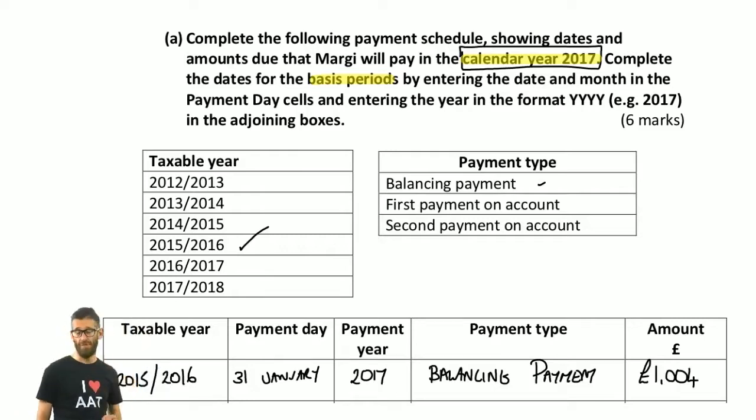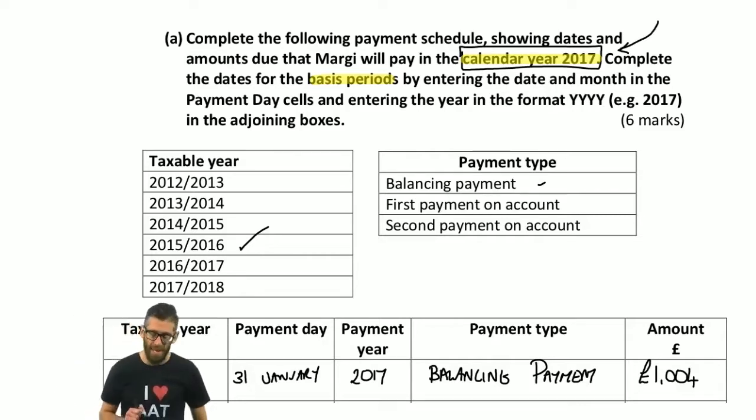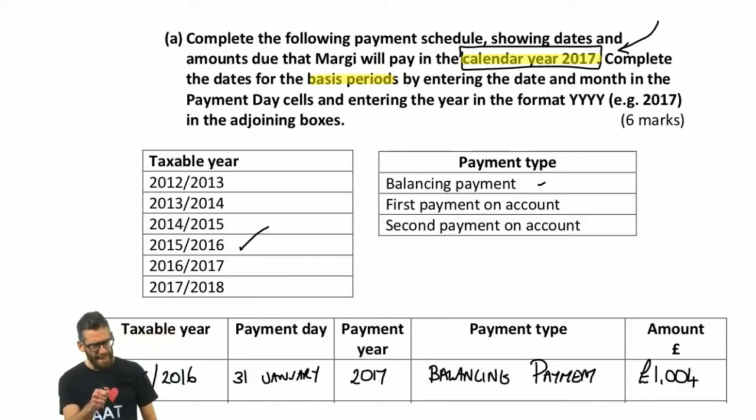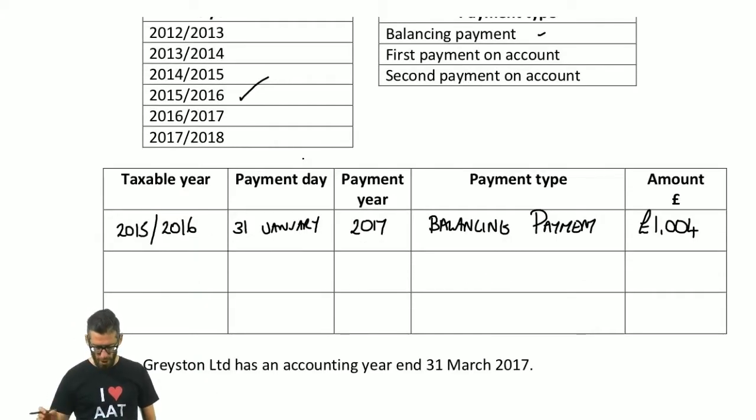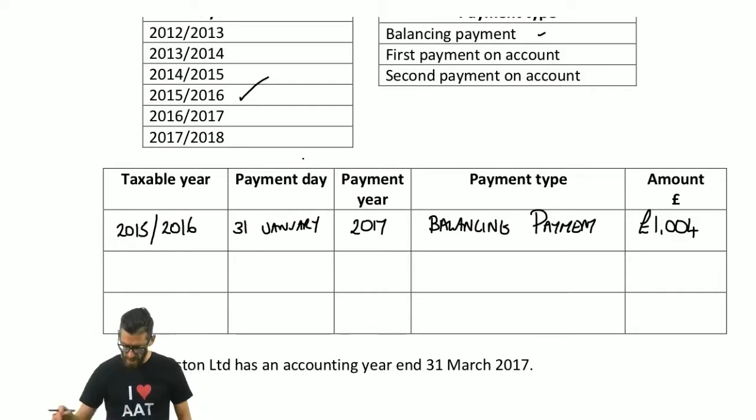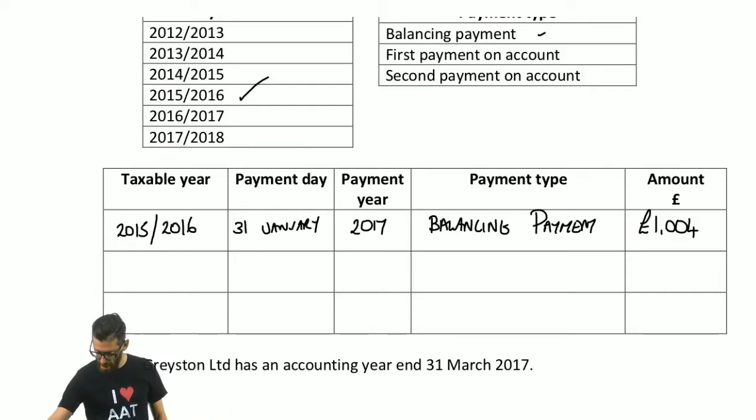And the reason this is our first entry is the crucial point, we are looking at the calendar year for 2017. Not the tax year, the calendar year. Now we've got 2 more entries to make. And let's continue with our journey, shall we?